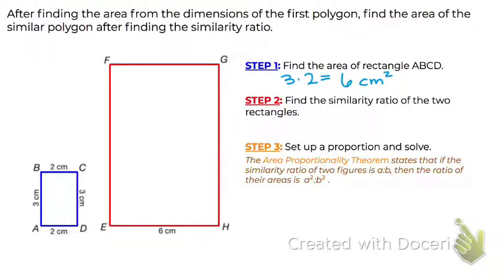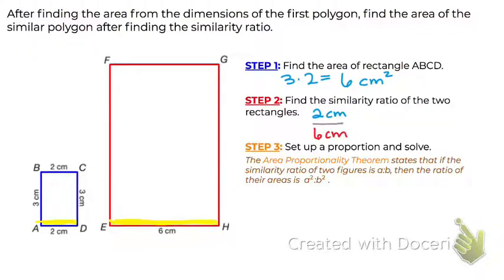Now the similarity ratio is found, since these are similar figures, if you find two corresponding sides. We know on the red rectangle that this bottom side is 6 centimeters. So let's look at the bottom side of our blue one, and we see that that is 2 centimeters. So this is how I would write the ratio.